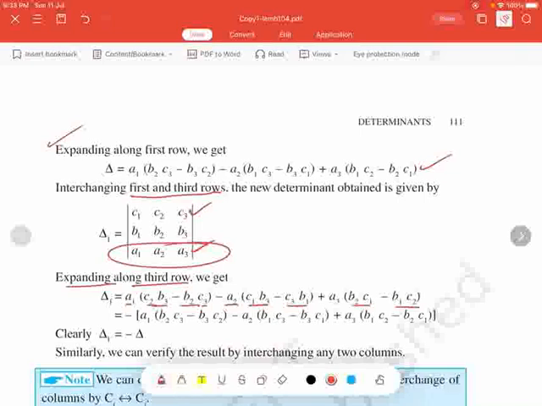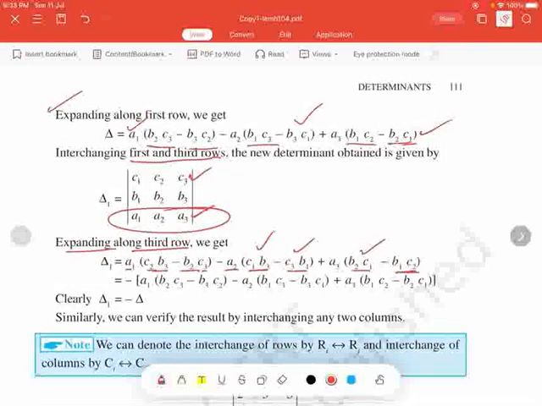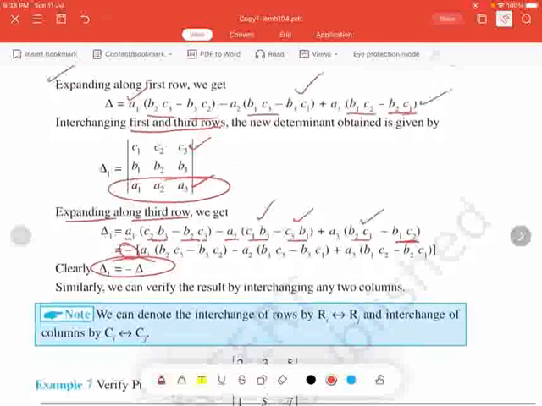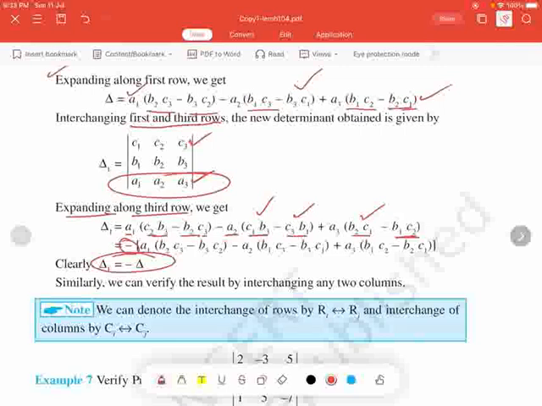And if we compare it with this, here first we have b2 c3, then b3 c2. So the sign differs here also. b1 c3 is in minus and b3 c1 is plus. And the next b1 c2 is in minus. Then you will get delta 1 equals minus delta. So there is a change of sign if we interchange any two rows or columns.